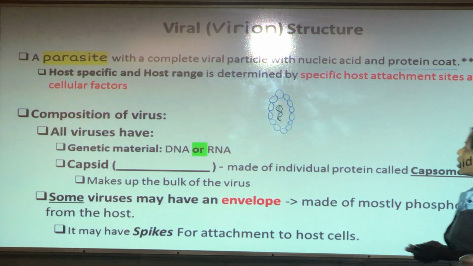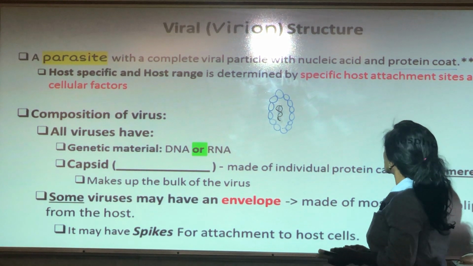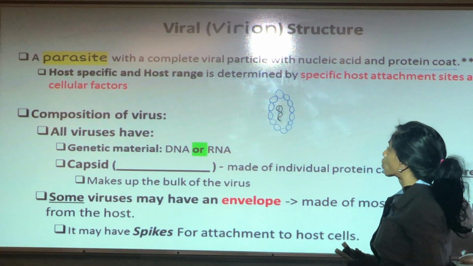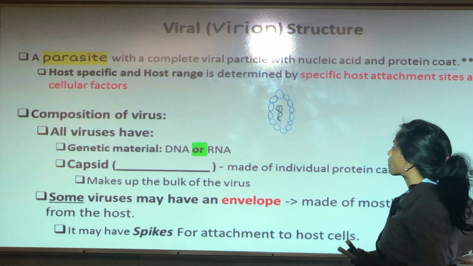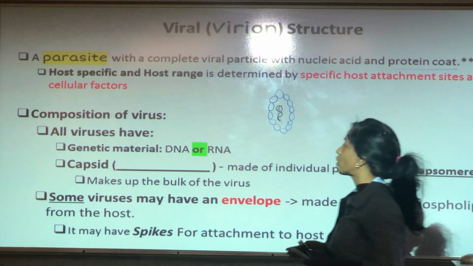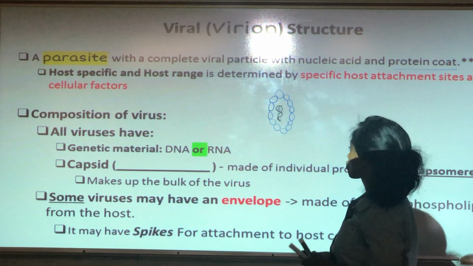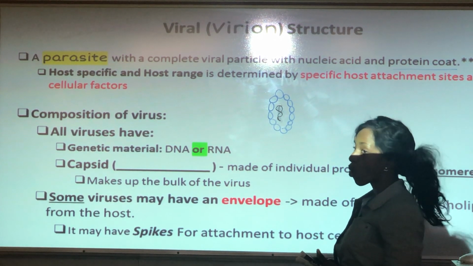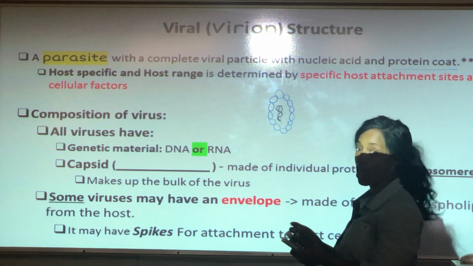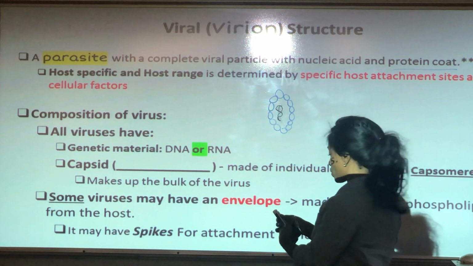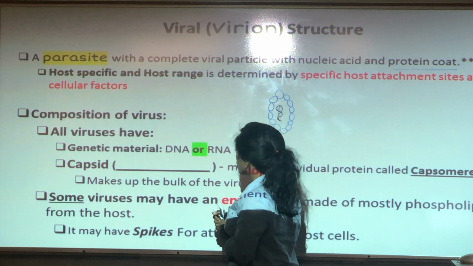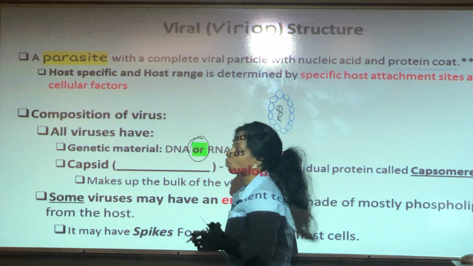Okay, so again, the parasite with nucleic acid and protein coat. The virus is going to be host and range specific, but we'll come back to those points. Let's look at the composition of viruses. So all viruses have genetic material. The genetic material is DNA or RNA, right? So let's circle this, or. This is important, right? So either can have one or the other.